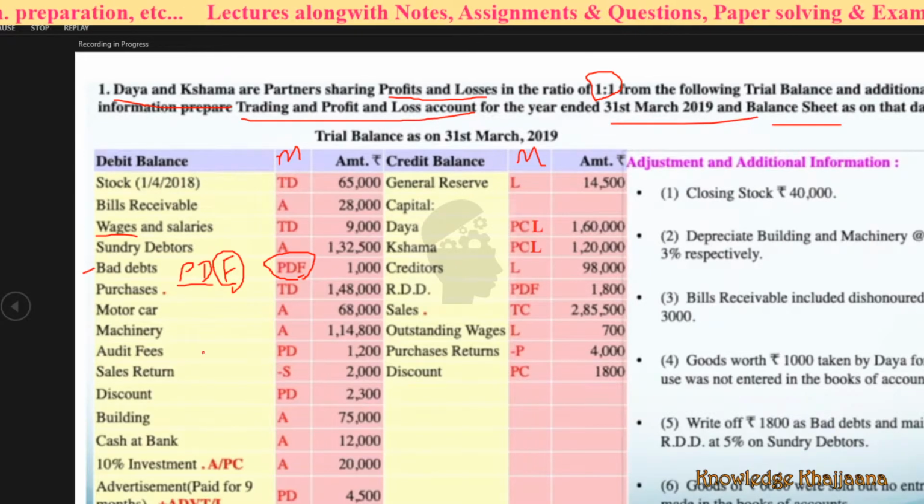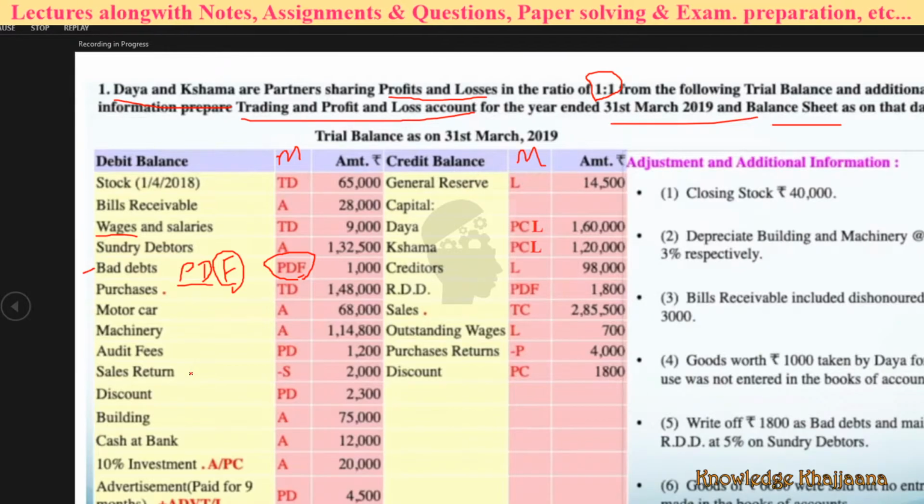So the auditor comes to check your books of accounts. So this person is called an auditor. So whatever fees have been paid to the auditor are called audit fees. So this is an operational expense. So it will go to the profit and loss account, debit side. Sales return. What is meant by sales return?